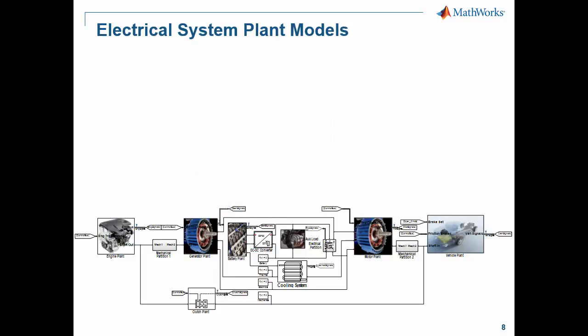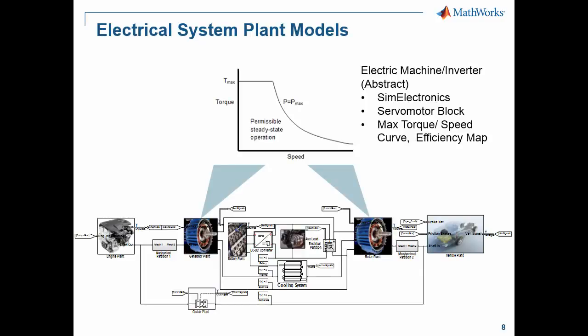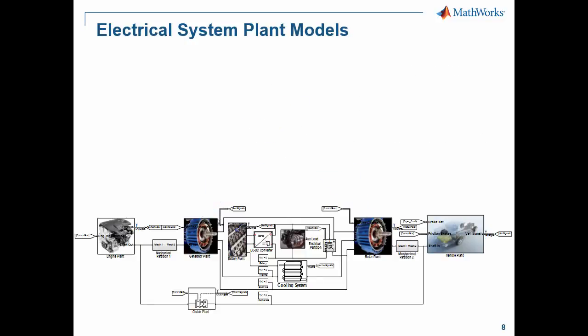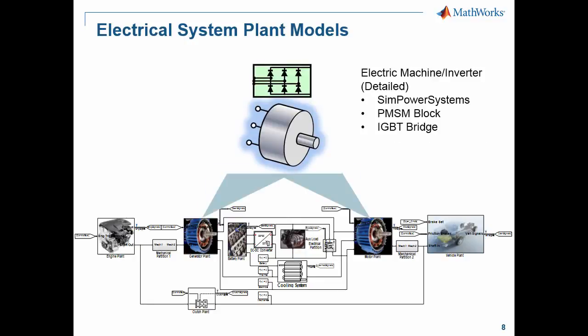We can also use this abstract versus detailed modeling technique for the electrical machines and inverters. For the abstract model, we can use the servo motor block from Sim Electronics, where you can parameterize the maximum torque versus speed curve of the combined motor and inverter set as shown in this figure. We can also couple this to an efficiency map to account for losses. The electric machines and inverters can also be modeled using a detailed method via sim power systems. The permanent magnet synchronous machine block was used for the detailed model, as well as individual IGBTs to create an inverter bridge, including a controller to perform the high-speed switching.